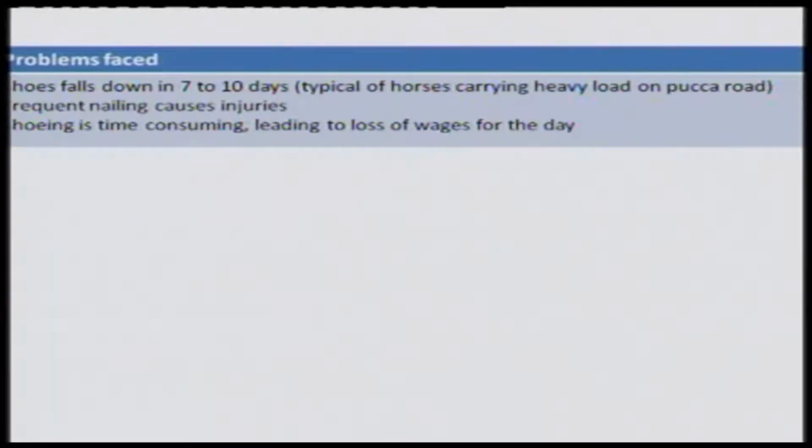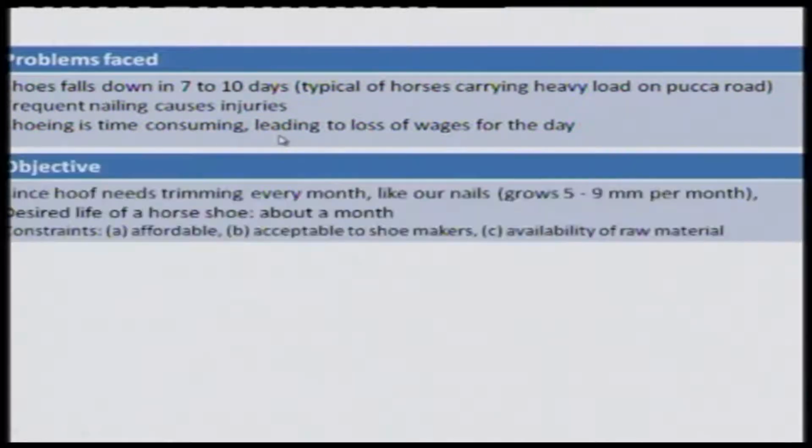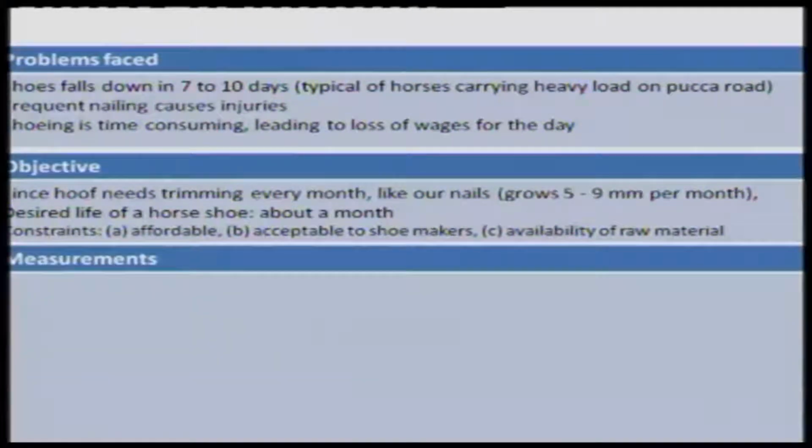Let us just look at what the life of a horseshoe is for a typical horse being used to carry goods in a typical city in India. It is incredibly low, of the order of 7 to 10 days, and hence every week or so the owner will take the horse to a farrier for nailing a new horseshoe, and frequent nailing may cause injuries. So, there is a need for improving the life of the horseshoe to a much longer duration.